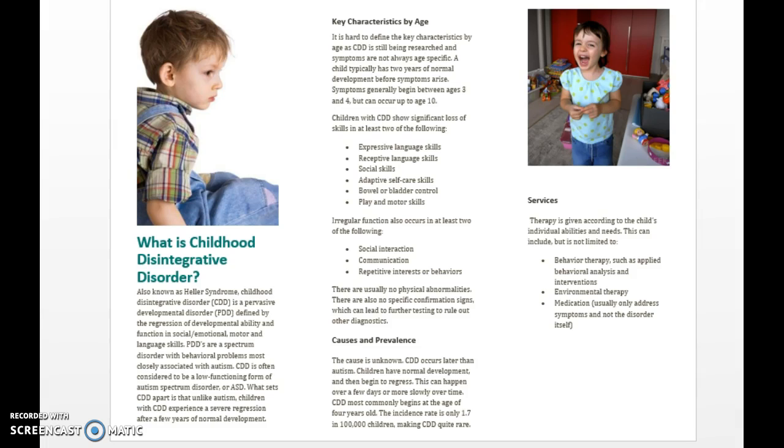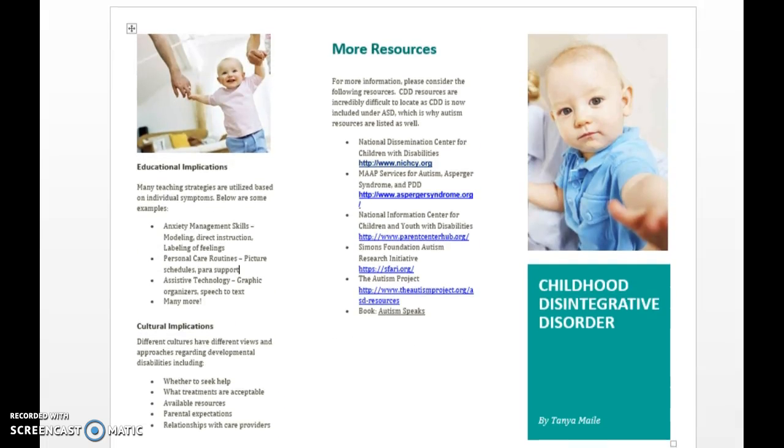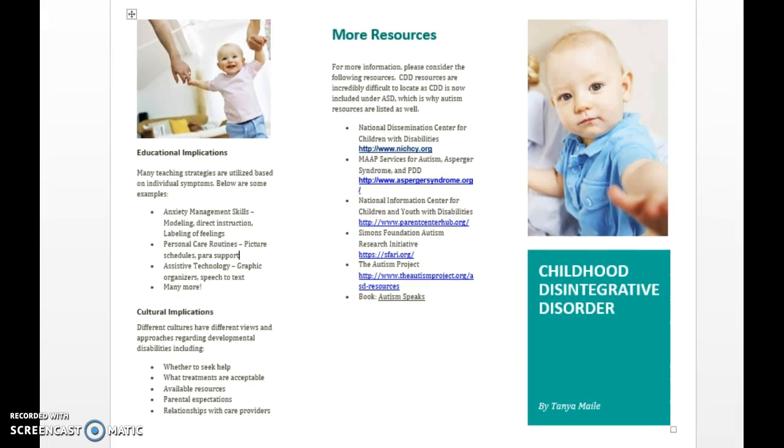Loss of skills usually will reach a plateau by age 10, but it is possible to see some small improvement. However, this is very rare. Long-term impairment of behavioral and cognitive function is overwhelmingly likely. Intellectual function and adaptive skills are usually profound and leading to severe intellectual disability. Epilepsy also can begin to develop as a symptom, and children will generally require lifelong support. Life expectancy is normal. So now looking at educational implications, there are many teaching strategies available based on individual symptoms.